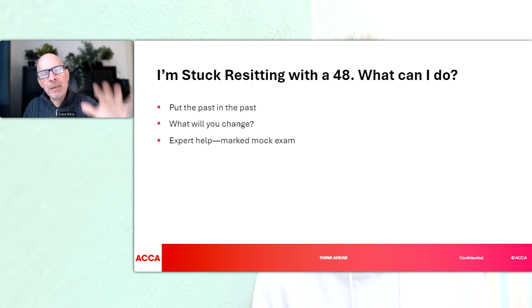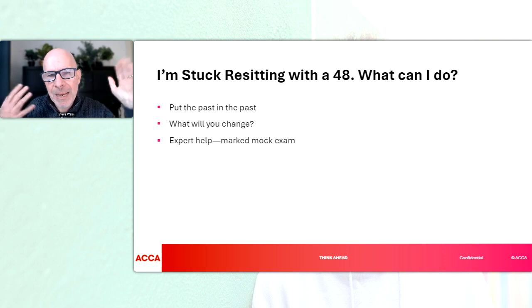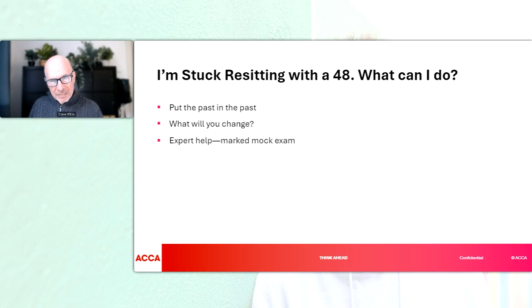Right? You can get more done if you break your writing out, as I just suggested: write up 3 out of the 8 or 9 ideas. Okay, guys. Now, if you are stuck resitting, if you're resitting for a 3rd, 4th, 5th time, you really should consider getting a marked mock exam.